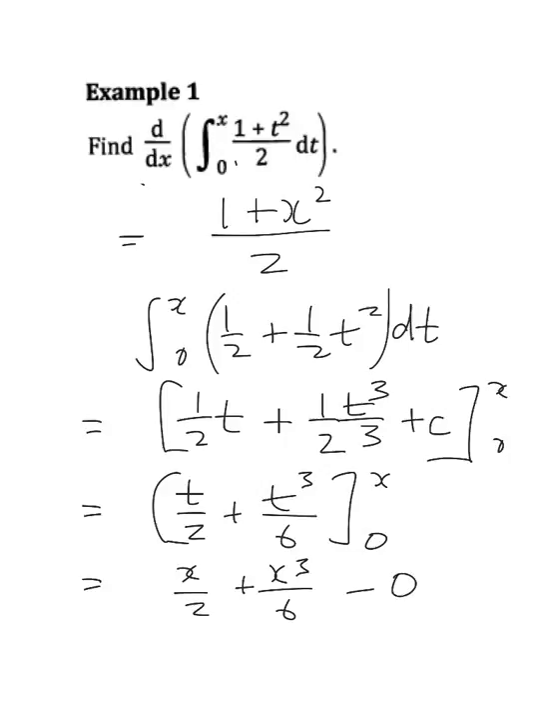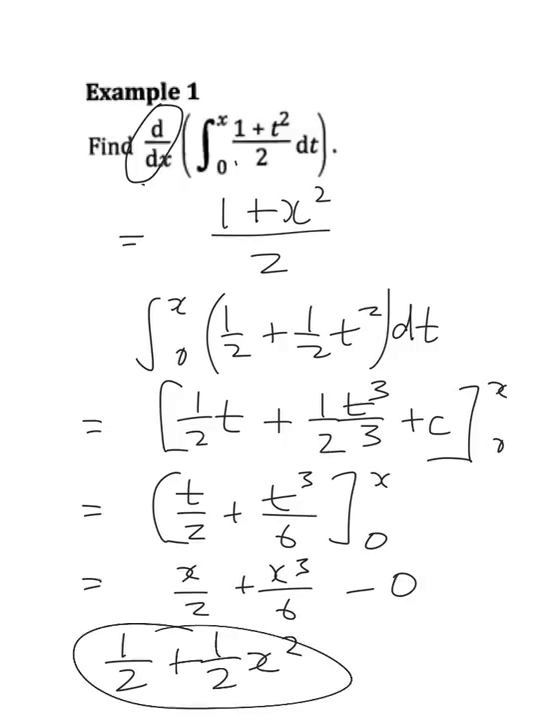So that's the integral, and then we're going to do the derivative with respect to x of this thing. What will that look like? x over 2 becomes a half. The derivative of x cubed over 6 is 3x squared over 6, so that's just a half x squared. And that is exactly what we had before, 1 plus x squared over 2. So save yourself the time, recognize the fundamental theorem, save yourself lots of time.